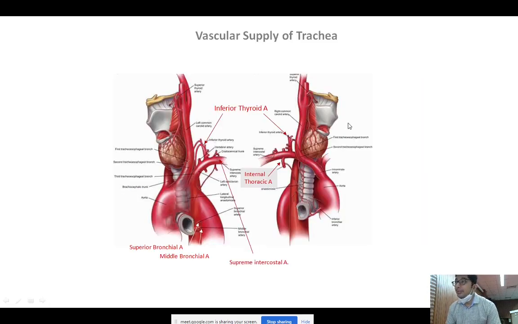About the blood supply, this is the trachea, so the inferior thyroid artery is giving a branch. The internal thoracic artery is giving a branch. Now these branches are supplying the trachea as linear segmental arteries. The supreme intercostal artery is also giving some branch, and there are the bronchial arteries, superior and middle. So inferior thyroid, internal thoracic, supreme intercostal, and these bronchial arteries are the arteries which are supplying the trachea.